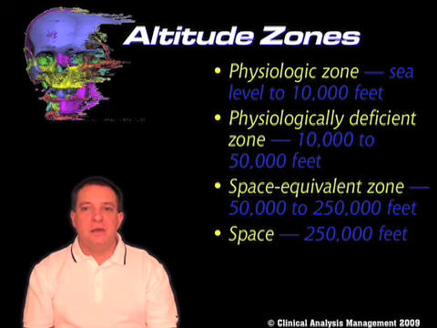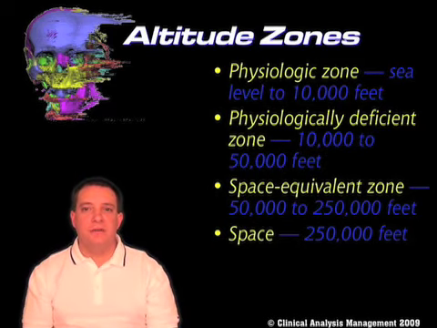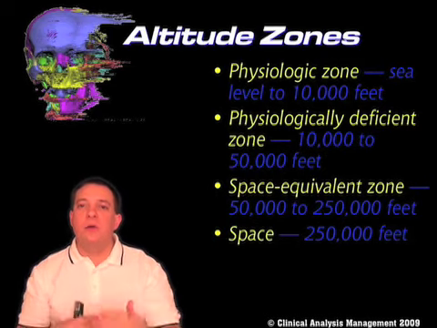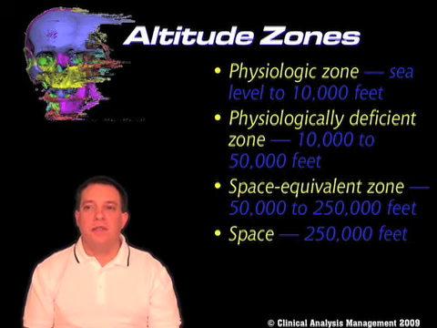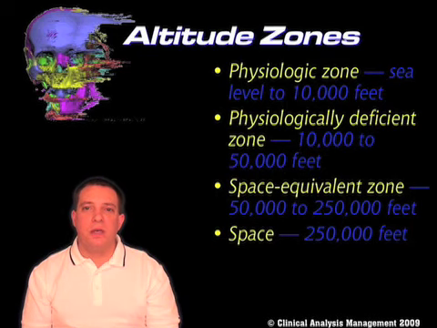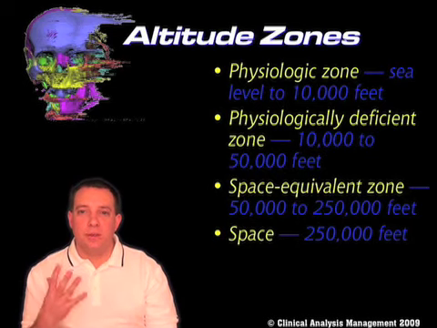Once we go above 10,000 feet, from 10,000 feet to 50,000 feet, we enter what's called the physiologically deficient zone. Now, the higher up we go, the more deficient the zone becomes. And so above 10,000 feet, we start to need extra stuff in order to be able to survive. If we're going to say 15 or 20,000 feet, we're going to need supplemental oxygen. Once we get up to really high levels, like around 30,000 feet, 40,000 feet, 50,000 feet, we would have to have much more than just supplemental oxygen.